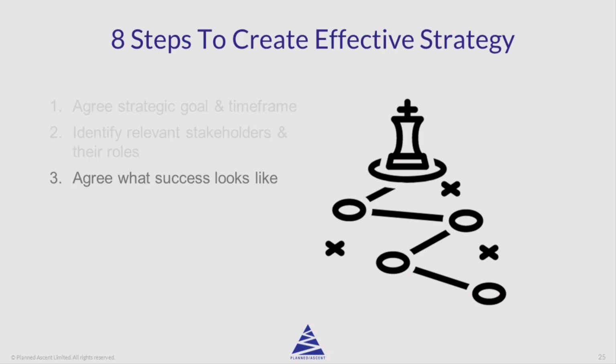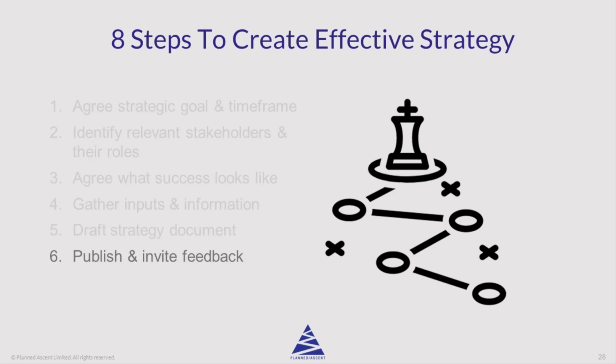3. Agree what success looks like for each stakeholder and that none are mutually exclusive. 4. Gather inputs and information. 5. Draft the strategy document, checking it answers all 16 questions and any others you may have added as a minimum. 6. Publish and invite feedback from relevant stakeholders within clear parameters. 7. Review the feedback, refine the strategy if appropriate, and recommend for approval. 8. Confirm approval, including any conditions attached to it.